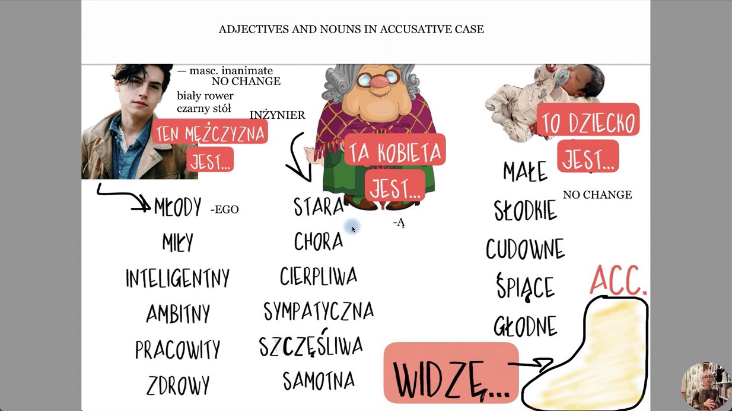Okay, so let's start with the easiest bits, and let me just tell you when we use the accusative case. Usually this case is used for affirmative sentences when we've got the person, so subject, verb, and the direct object. Then the direct object in a sentence is placed in the accusative case. So think, I like coffee. I see a child. These are affirmative sentences.